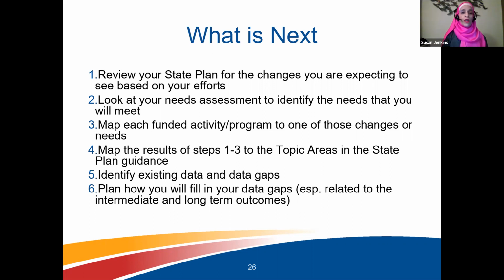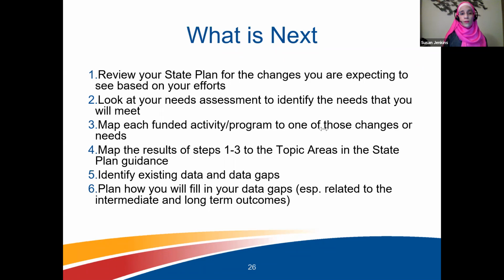And then map each funded program and activity to one of those changes or needs that you've identified in the needs assessment, because you shouldn't be doing activities that do not map directly to meeting those needs. You need to link those things up and either identify another need that activity does meet, or maybe drop that activity if it's not meeting an identified need that you've identified through the needs assessment and that you are highlighting in your state plan.